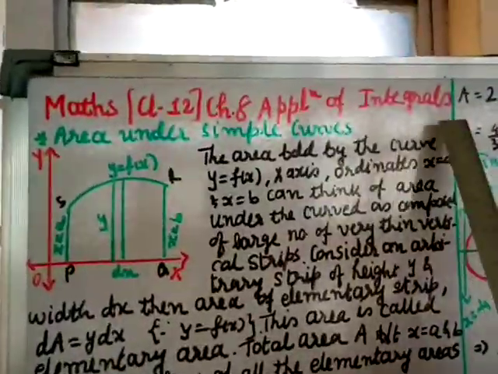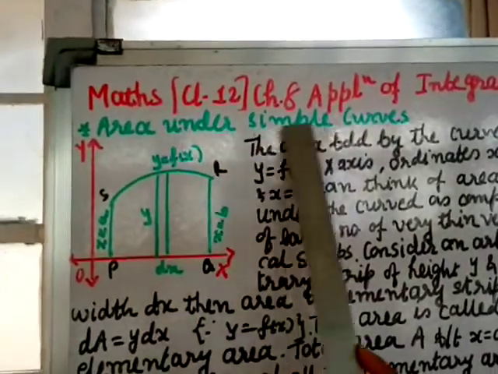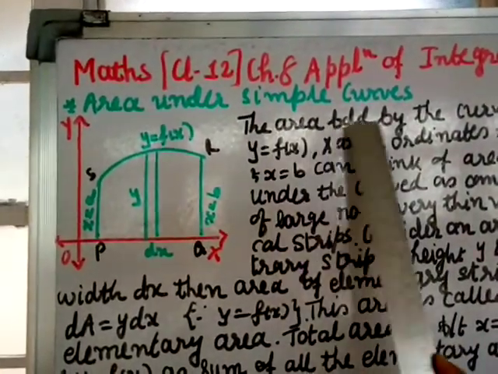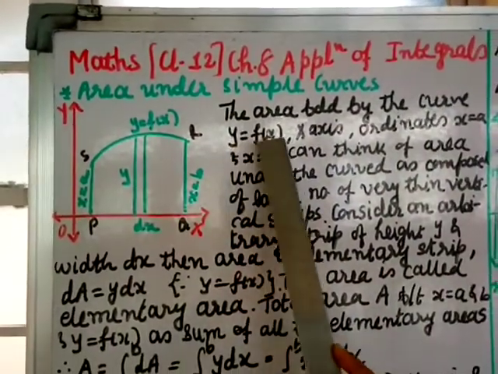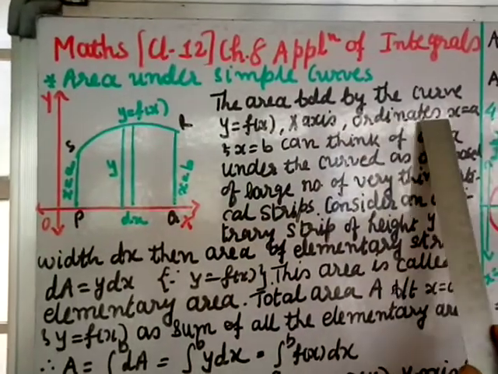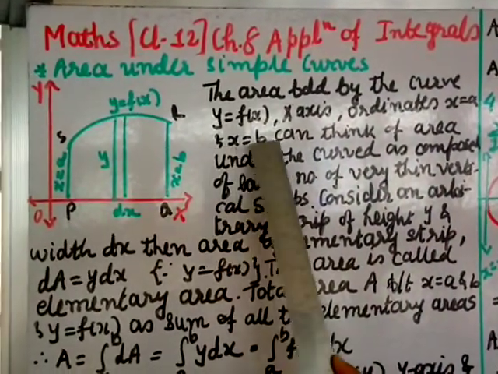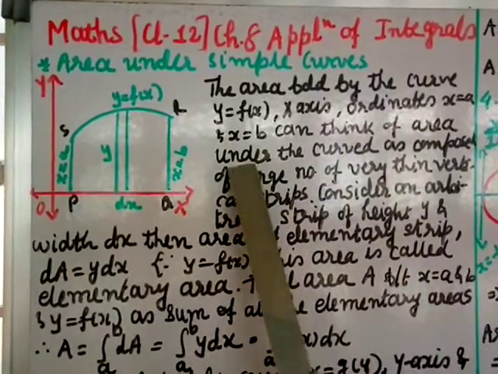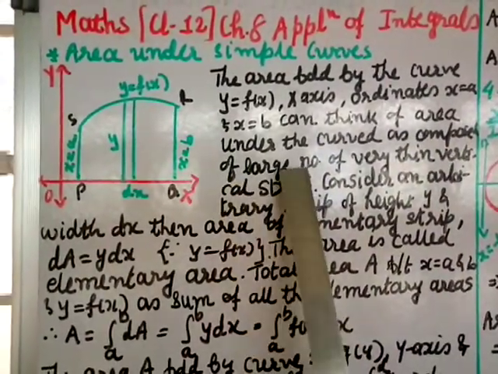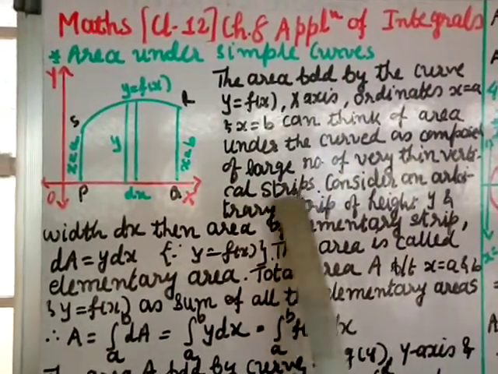Mathematics Class 12 Chapter 8 Application of Integrals. Area under simple curves. The area bounded by the curve y equals f(x), x-axis, ordinates x equals a and x equals b can be thought of as the area under the curve composed of a large number of very thin vertical strips.